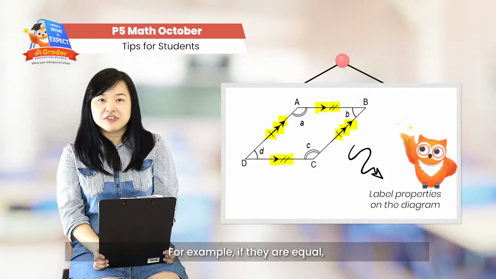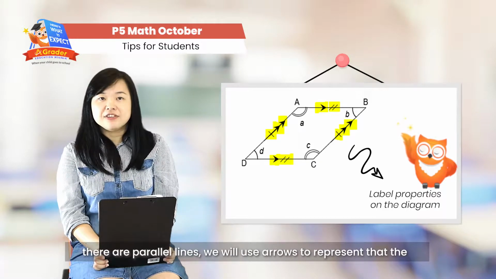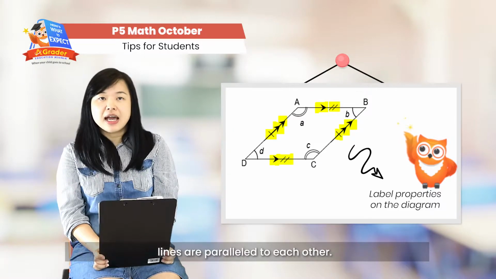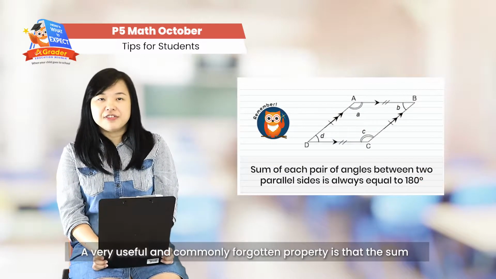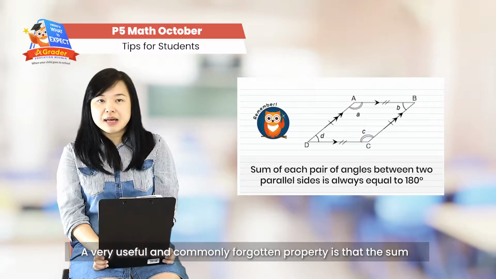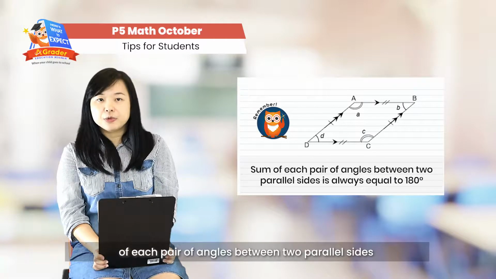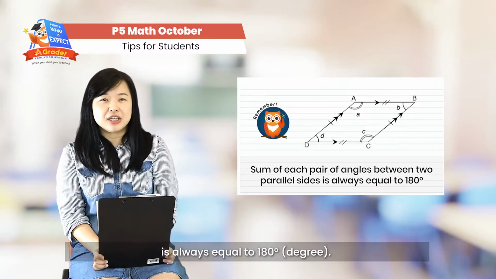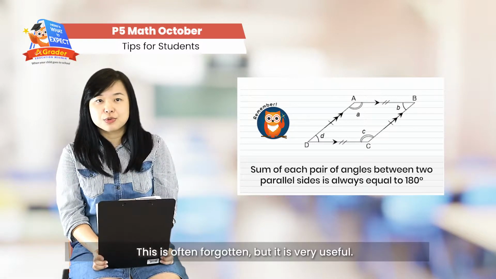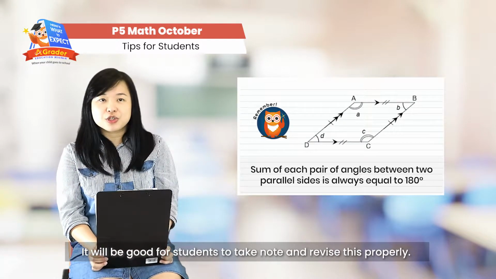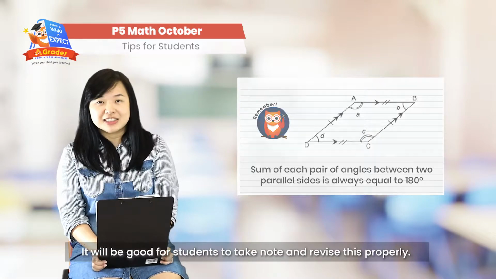So for example, if they are equal, we will mark them. If they are parallel, we will use arrows to represent that they are parallel, and for perpendicular, we will draw the right angle sign on them. Then a very useful and commonly forgotten property is that the sum of angles between two parallel lines will always add up to 180 degrees. This is often forgotten but is very useful. Yeah, so it will be good for students to take note and revise this property.